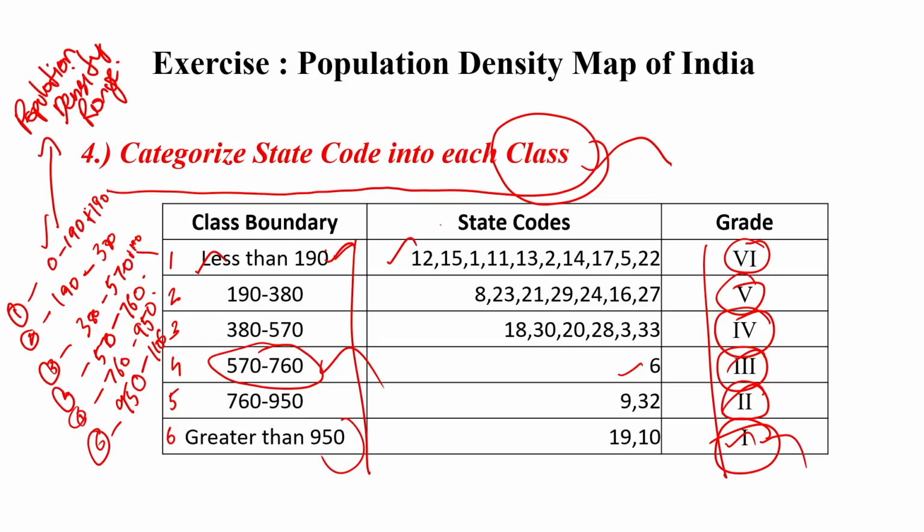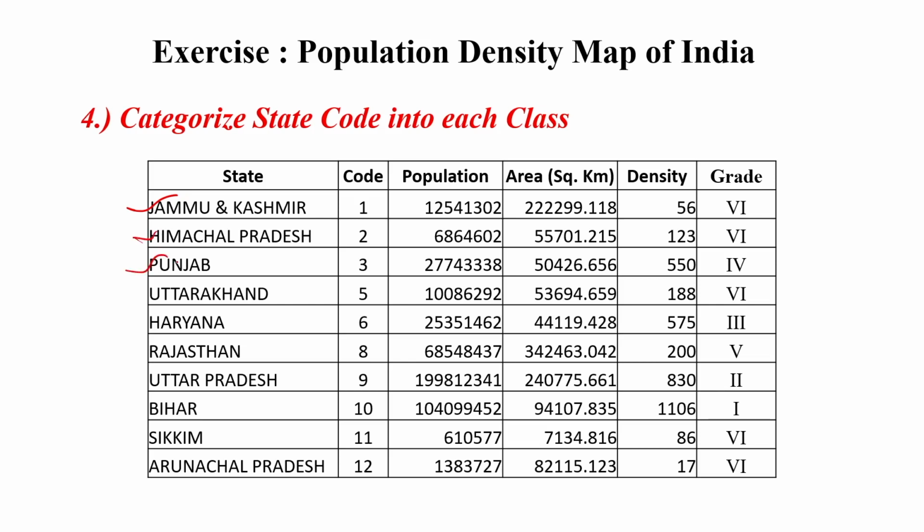So, you have given the grades. Now, what you will do is just add these grades to the respective state over here. So, like I said, see Jammu, this density is 56, will have the 6th grade. In the case of Haryana, see this will be in the 3rd grade, 575, and Punjab, see 550, it is falling in the 4th grade. So, you have to just remember the range, you remember the grade, and then you just try to fill up these grade values over here.